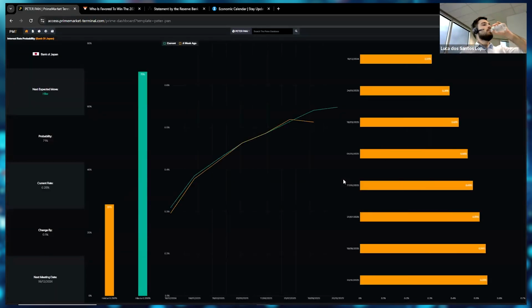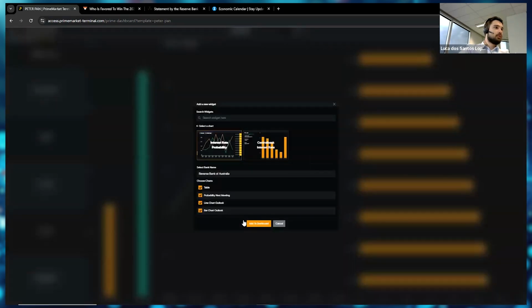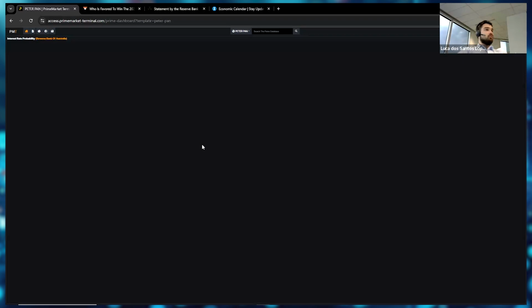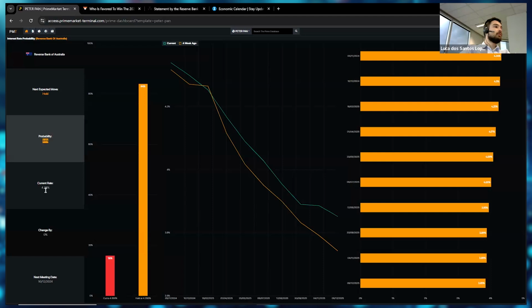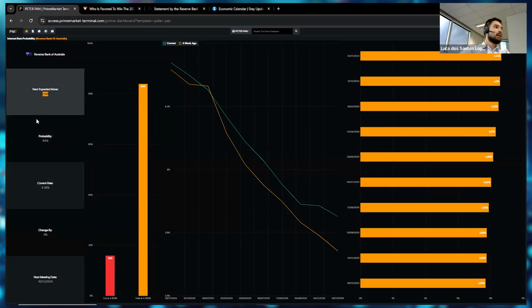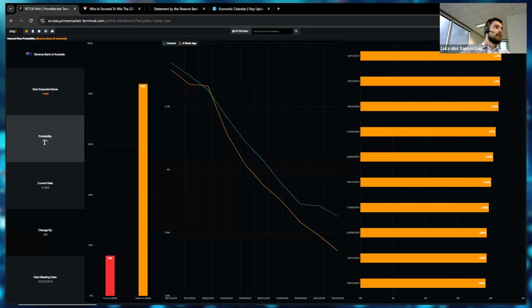So basically, what I'm showing to everyone is the RBA rate tracker. Okay, so let me just change to Reserve Bank of Australia. So we can clearly see right here, if it loads, there you go. We can clearly see that the next expected move is to hold, okay, and that the next meeting is on the 10th of December 2024. The current rate is 4.35%, and the probability of the hold actually happening at the next meeting is 84%.